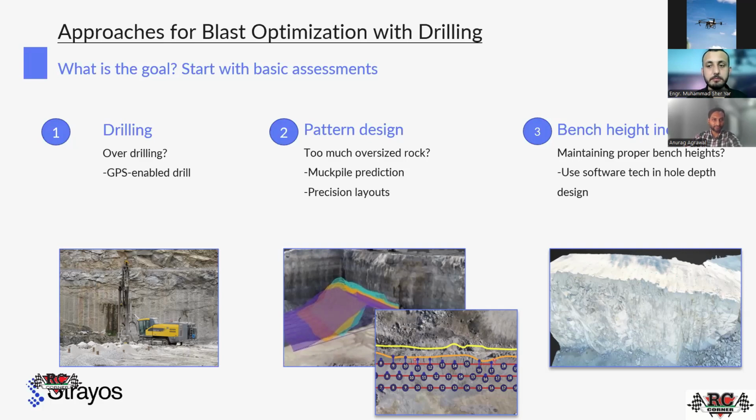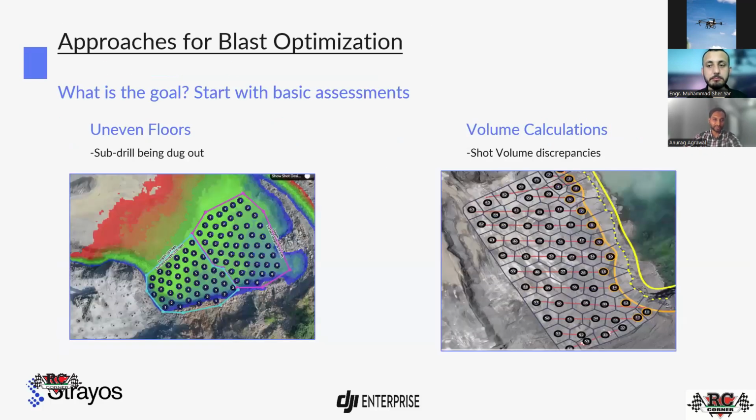So currently if I talk about uneven floors, you can see here green shows the leveled floor, but this red shows the unleveled floor. Why has it happened? When you have planned for the sub drilling, but because of the extra fracturing of holes or the excessive drilling, that deviation has occurred, and that has converted into uneven floors.